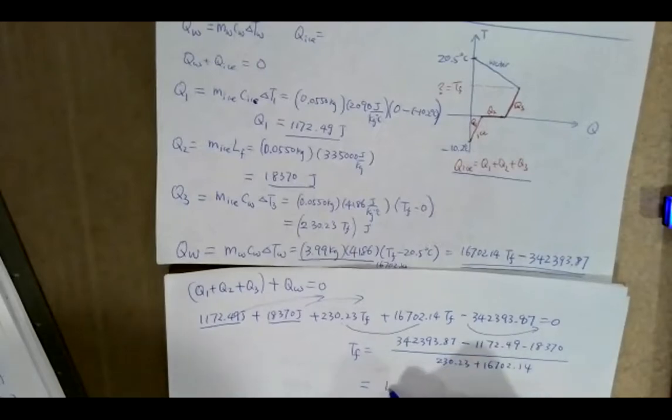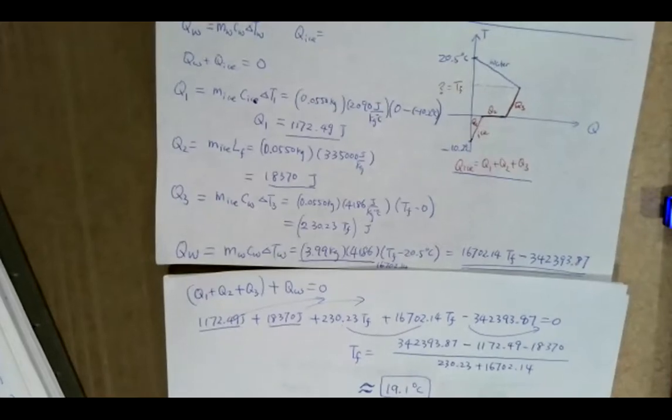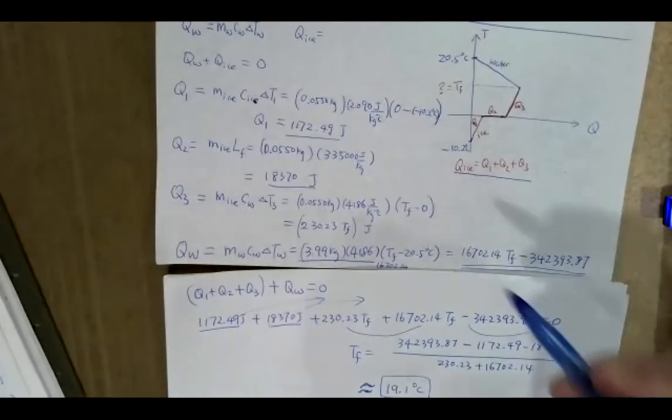So T final is 19.1 roughly. I think I rounded this up already, so it's probably like 19.0 something, 05 or 06. Okay, but about 19.1. So yeah, 19.1 is within the range between 0 and 20.5. Okay, so that sounds reasonable. If you got something greater than 20.5, then it doesn't look good. If it's less than 0, then this assumption is not valid.